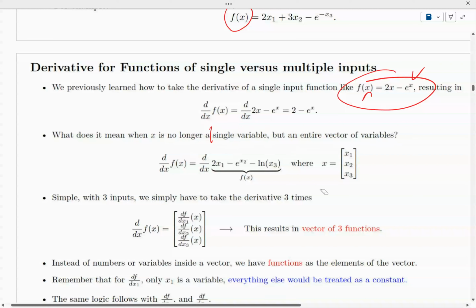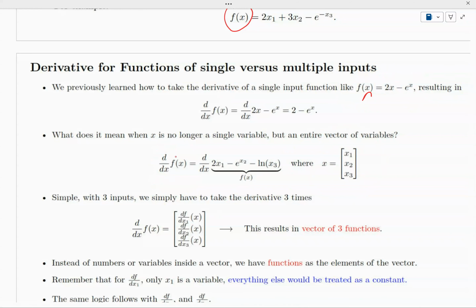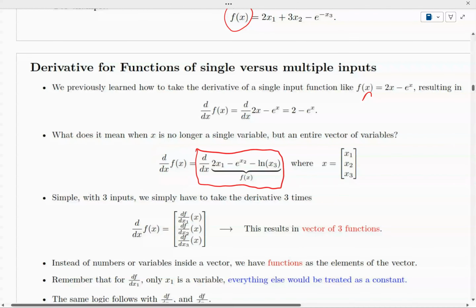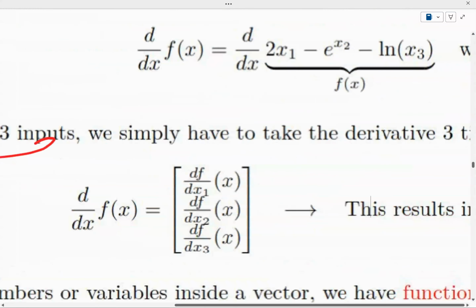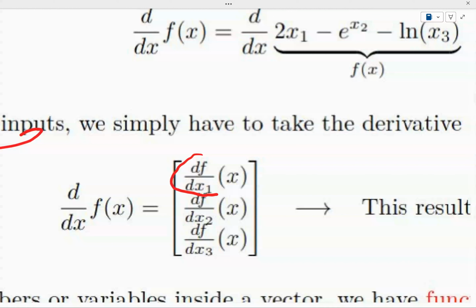Okay, so in this particular case, it's the same thing. Here's f of x, here is f of x, except x here is a single variable, whereas x here is a vector defined as such. So if you have a function of multiple variables and you're taking a derivative, well, it's pretty simple. If you have three inputs, you simply need to take the derivative three times, each time with respect to a variable.